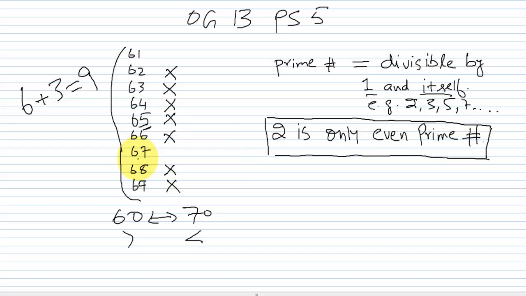I think here in this list, only 61 and 67 are prime. So let's add them up. 61 and 67, we get 128. So the answer in this case is choice B.